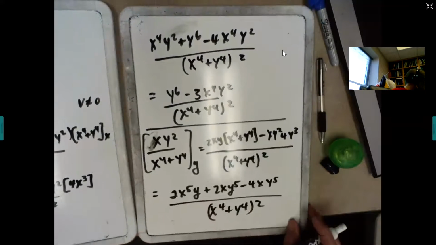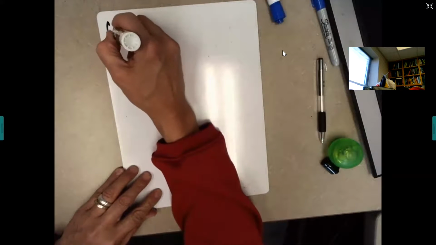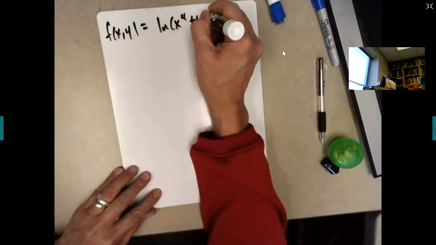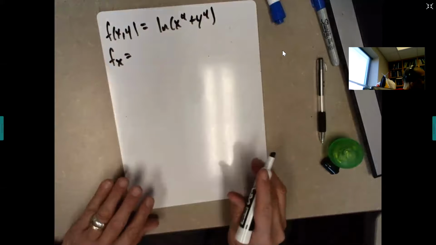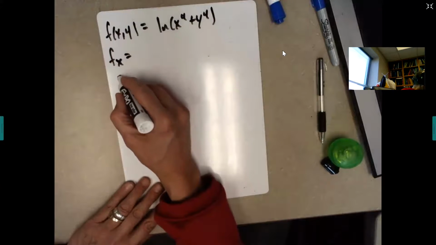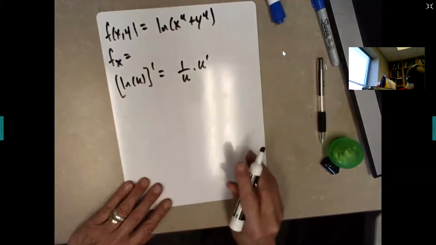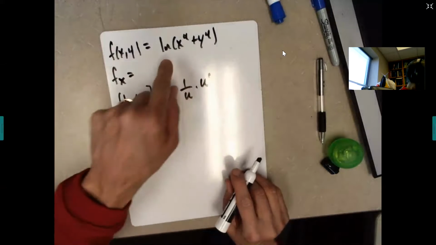Now, let's go ahead and do a chain rule one. Let's say you have f of x, y equals natural log of x to the fourth plus y to the fourth. And let's say we wish to calculate the partial with respect to x. Well, in calculus 1, you learn that the derivative of log of u is 1 over u times u prime, right? Well, in this case, what you're differentiating is with respect to x.